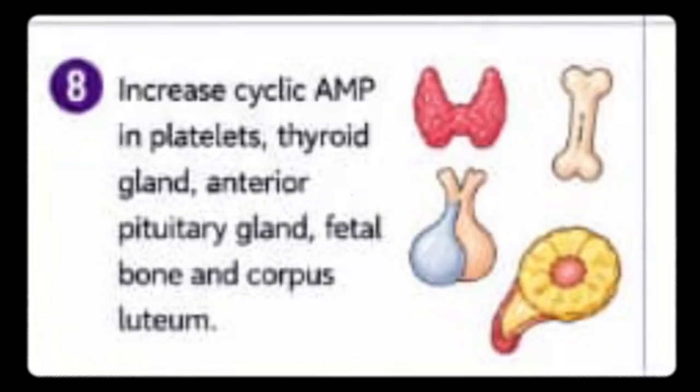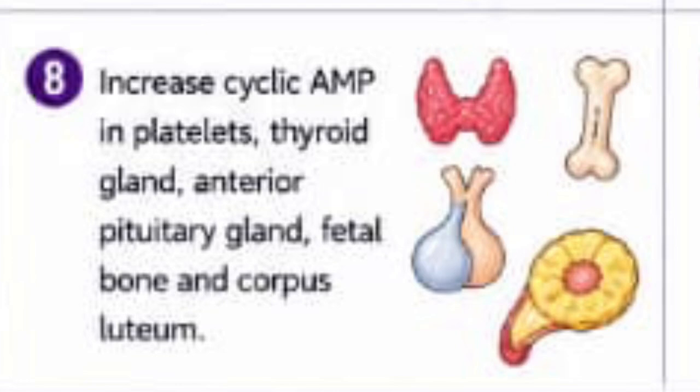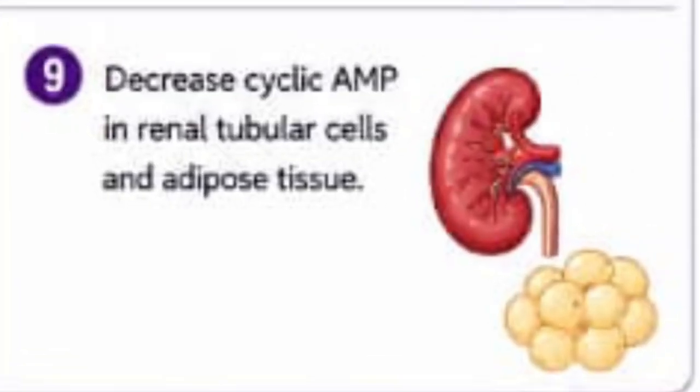It increases cyclic AMP in platelet, thyroid gland, anterior pituitary gland, fetal bone, and what? Corpus luteum. So when you increase cyclic AMP, it can favor some hormonal actions in these parts, because some hormones work here, especially in the bones. Parathyroid hormone and calcitonin work here. In the anterior pituitary gland, some anterior pituitary hormones also use cyclic AMP, but it decreases cyclic AMP in the renal tubules and the adipocytes. So it decreases cyclic AMP in the renal tubules and adipocytes, but increases cyclic AMP in platelet, thyroid gland, anterior pituitary gland, and the rest.